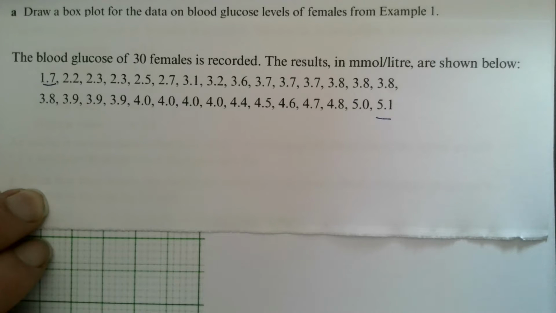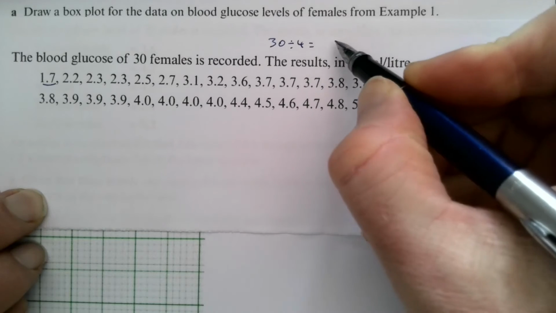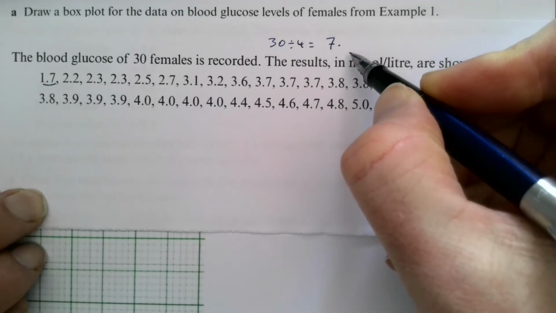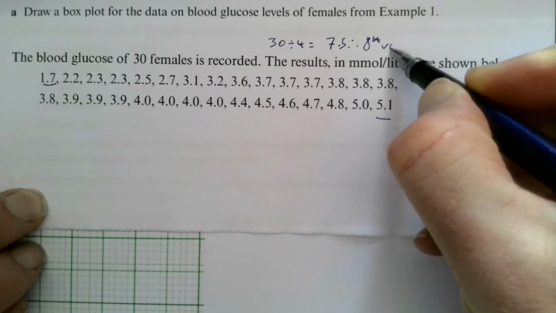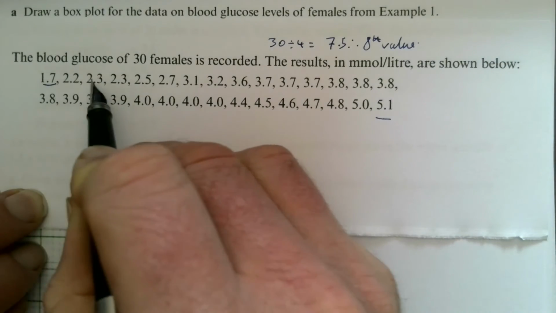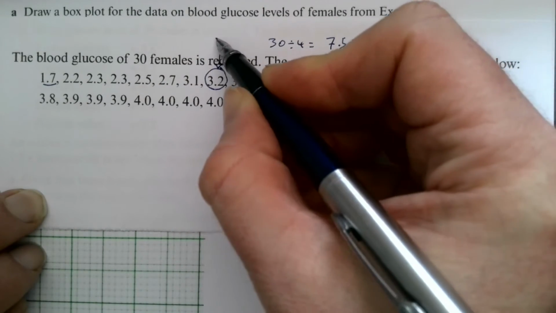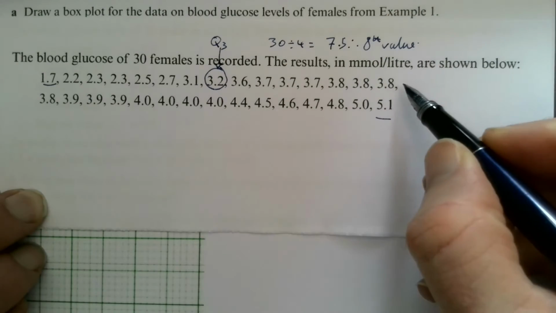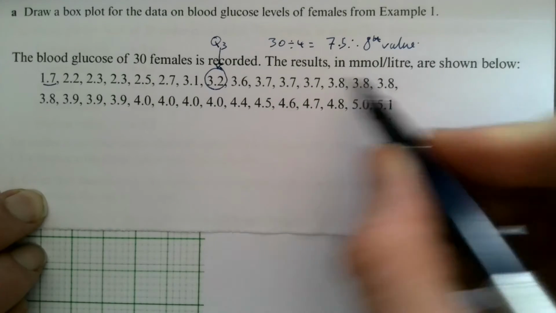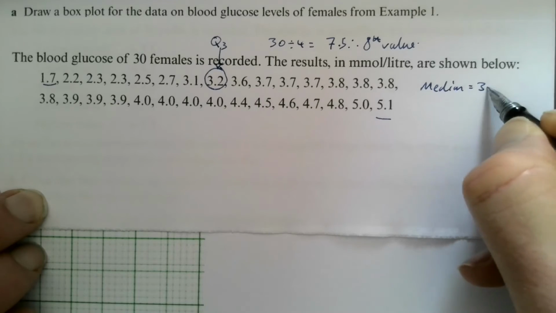We also know that the interquartile range is going to be at 30 divided by 4, which is 7 point something. Therefore, 7.5 to be exact, we take the 8th value, don't we? So 1, 2, 3, 4, 5, 6, 7, 8. That there is the lower quartile, otherwise known as Q3. The median is halfway between 3.8 and 3.8, so we know that the median is 3.8.